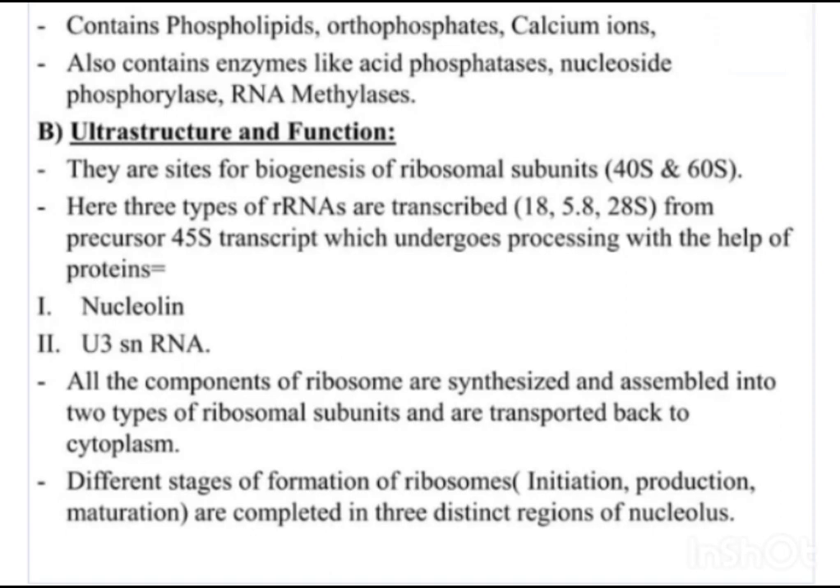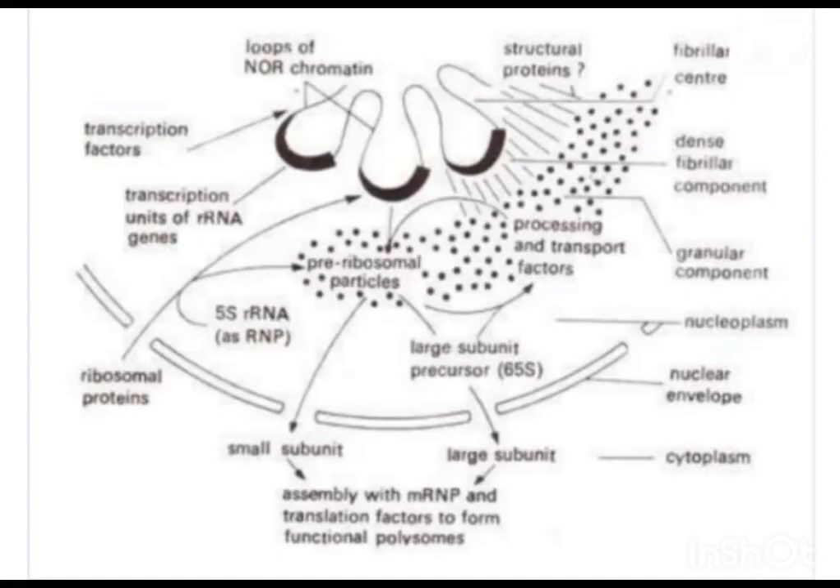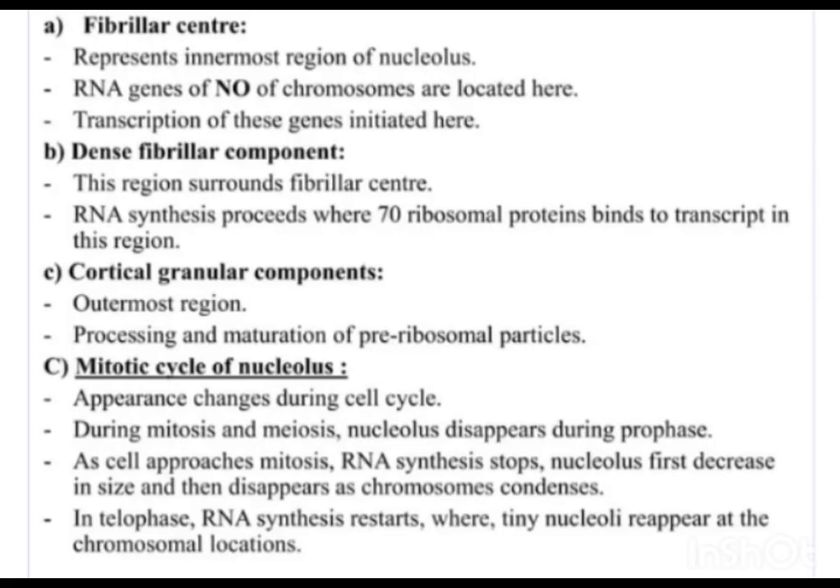Ultrastructure and function. They are sites for biogenesis of ribosomal subunits. Here 3 types of rRNAs are transcribed from precursor 45S transcript, which undergoes processing with the help of protein. Structure of nucleolus: fibrillar center represents the innermost region of the nucleolus. RNA genes of NO chromosomes are located here. Transcription of these genes is initiated here. Dense fibrillar component surrounds the fibrillar center. RNA synthesis proceeds where 70 ribosomal proteins bind to transcript in this region. Cortical granular component, the outermost region: processing and maturation of pre-ribosomal particles.